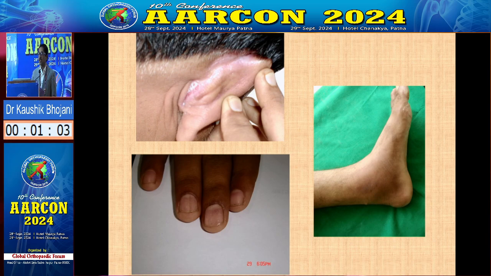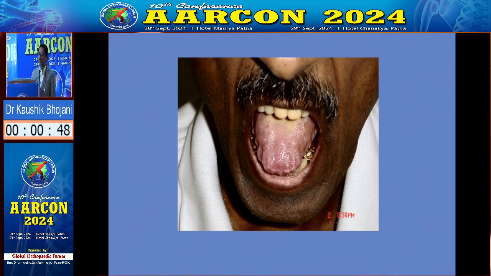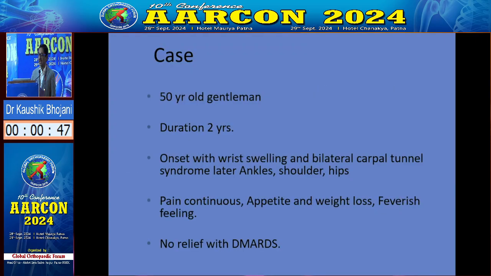This is what you don't want to miss. You want to look behind the ears, you want to look at the nails, and the nails will tell you that this is not rheumatoid arthritis, because this could just be nail pitting of psoriatic arthritis. You don't want to miss this.